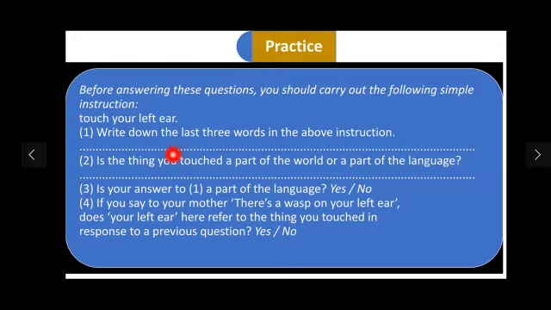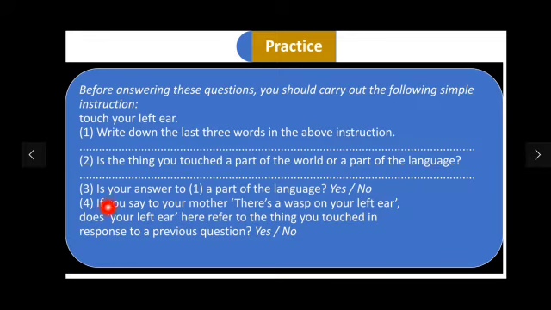Did you write? Next. Is the thing you touch a part of the world or a part of the language? What you touched was your left ear. Is it part of the world or part of the language? Of course, it's part of the world, not part of the language. What you touch, your left ear, is part of the world, not part of the language. 3. Is your answer to 1 part of the language? Of course, it's part of the language. You see here, when you write down these 3 words, your left ear is part of the language. So the first is part of the language, the second is part of the world.